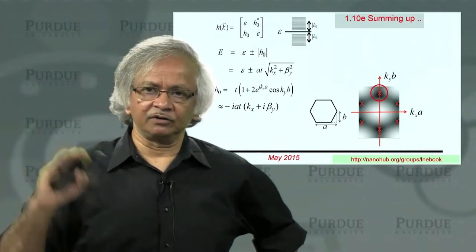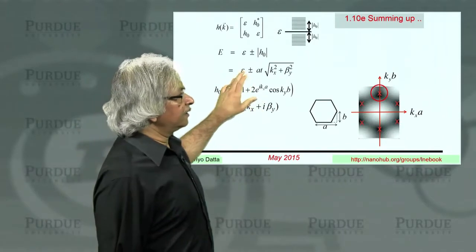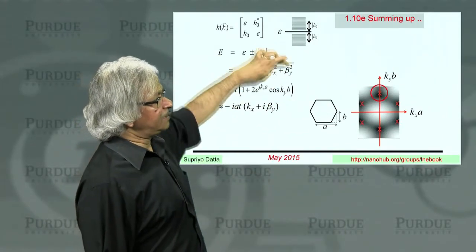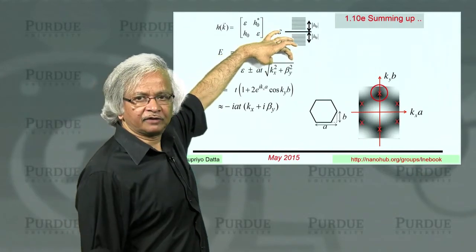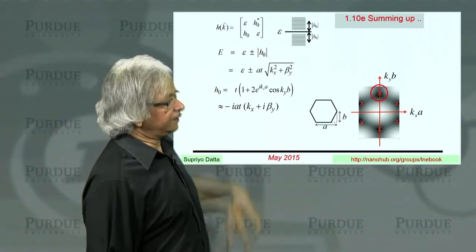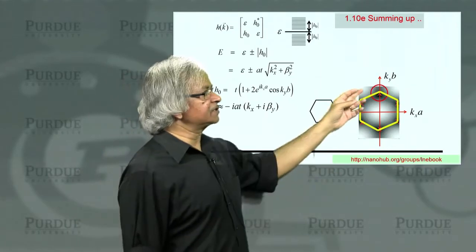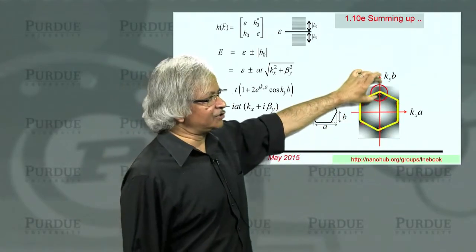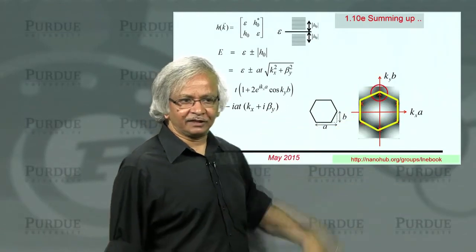h bar square k square over 2m. Here, around those values, you can write it as E is this AT times K, because this is the magnitude of K. Okay? And if you construct this reciprocal lattice, what you see is those 6 values are actually 6 1/3 values, and so you have these 2 effective values.